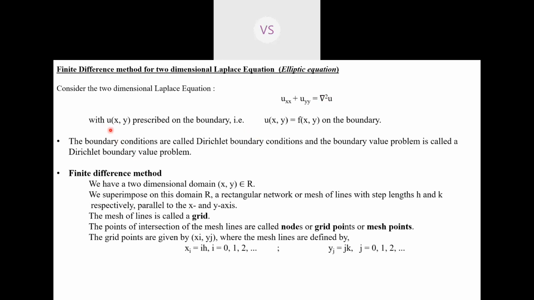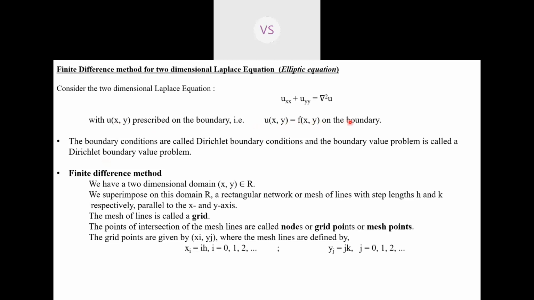With u(x,y) prescribed on the boundary, that is u(x,y) is equal to f(x,y) on the boundary. So boundary conditions will be given to you. These boundary conditions are known as Dirichlet boundary conditions, and the boundary value problem is called the Dirichlet boundary value problem. The conditions are denoted this way: u(x,y) is equal to a function of x,y on the boundary.